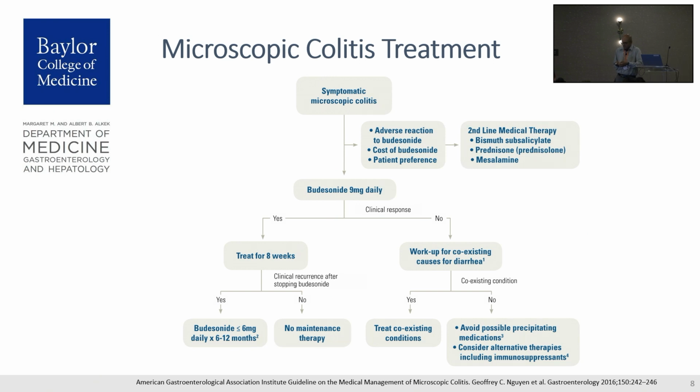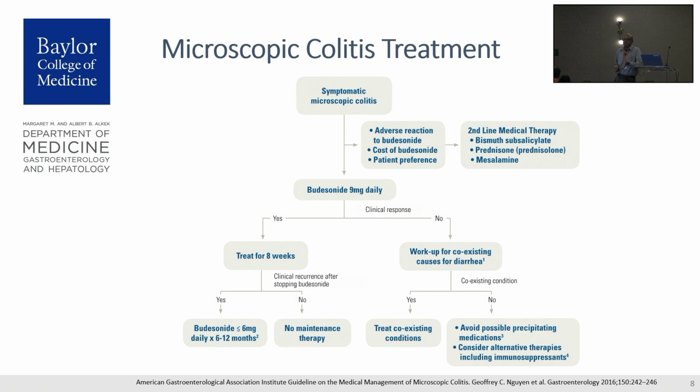Let's go one more slide. So again, when would you do the celiac panel and all? The algorithm is like, first you treat with 9 milligram of budesonide for 2 months. Then if the patient responds, you taper and discontinue in the next 4 weeks.